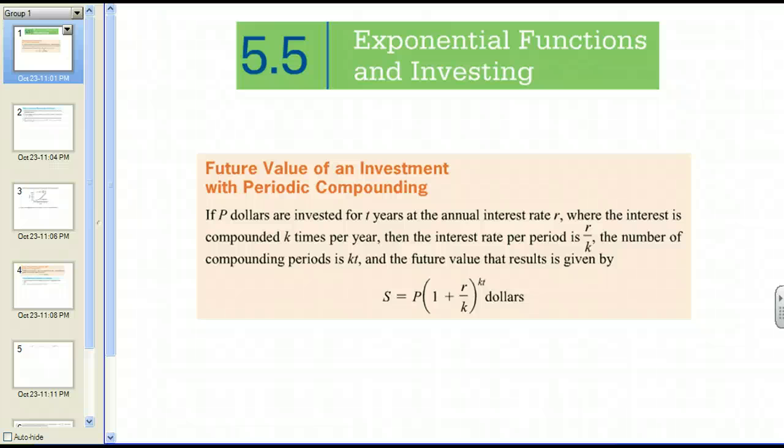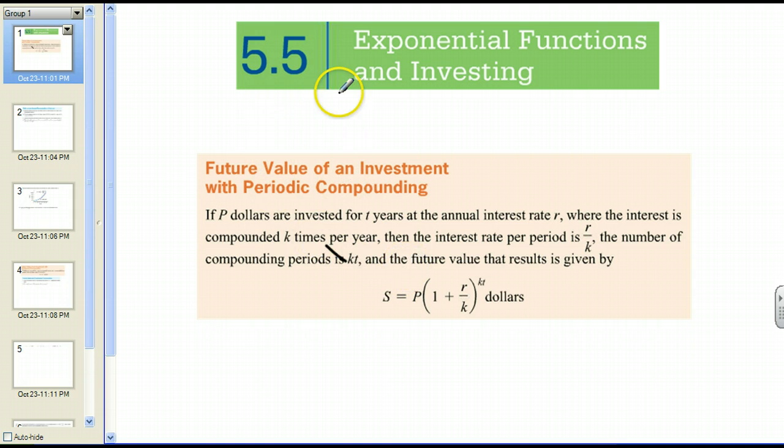This is notes from Chapter 5, Investment Problems. So mainly compound interest is the gist of this section. Alright, so this is our compound interest problem, okay?